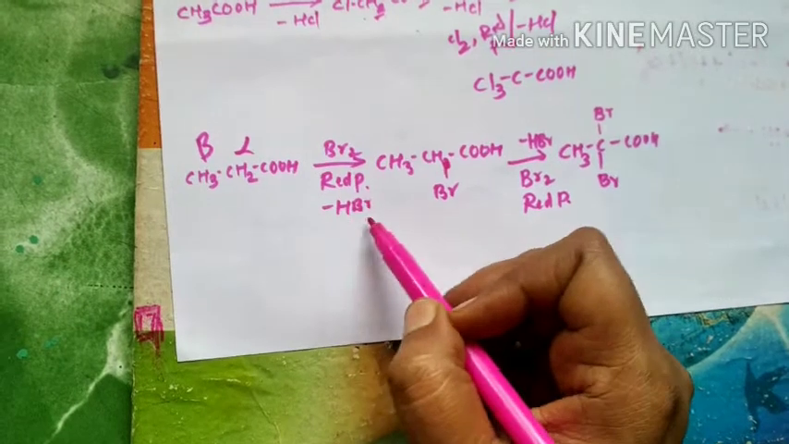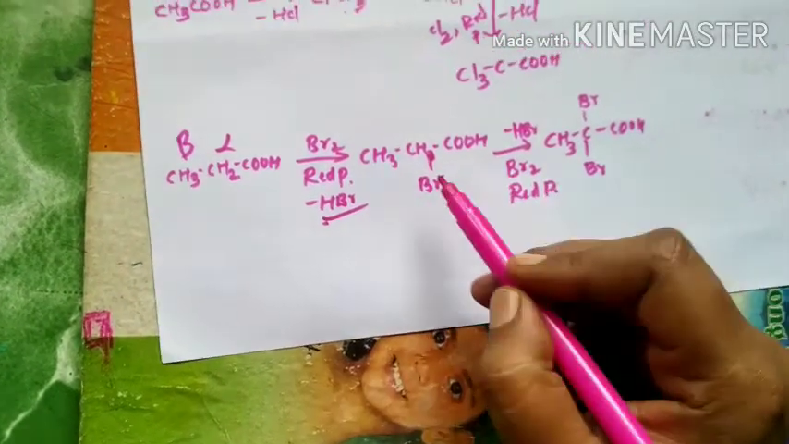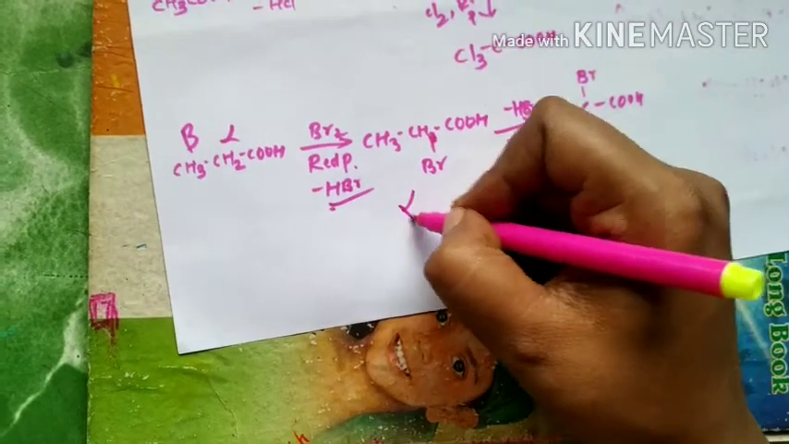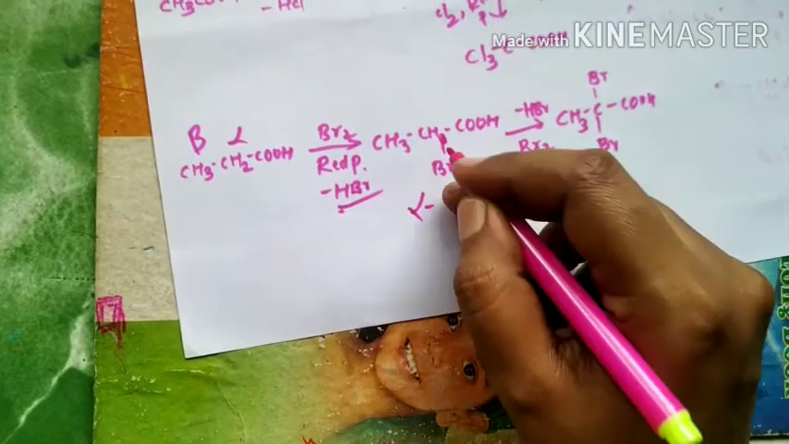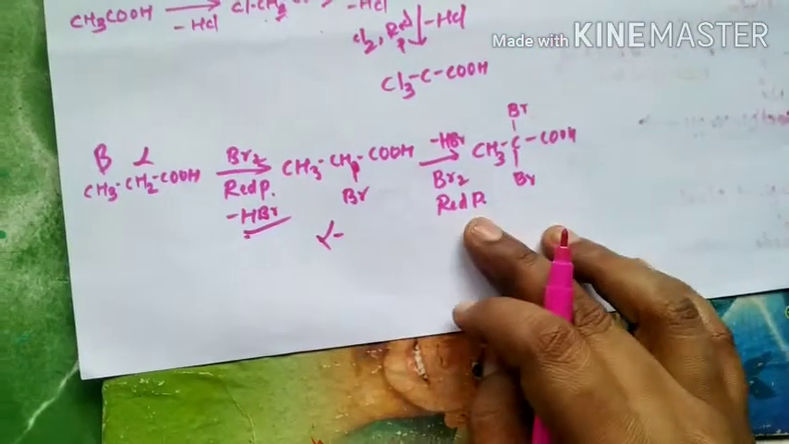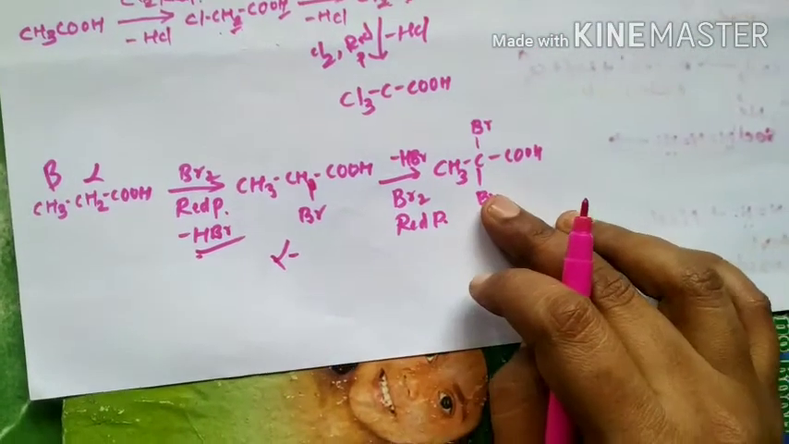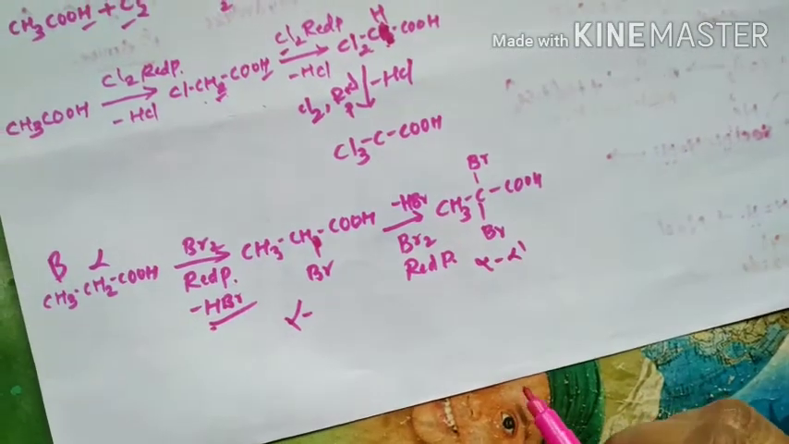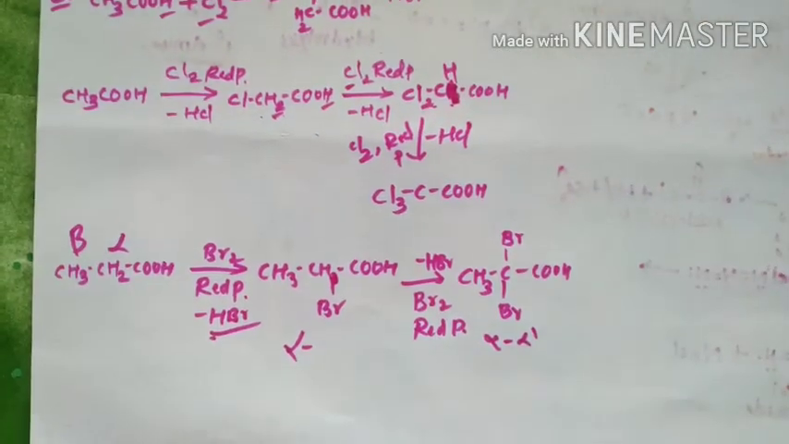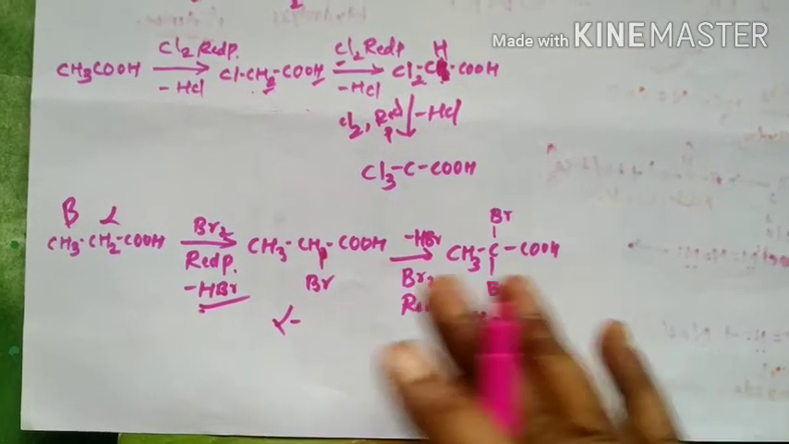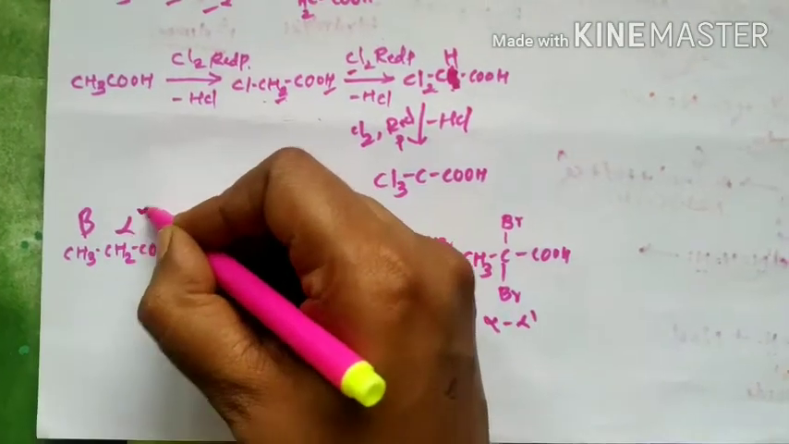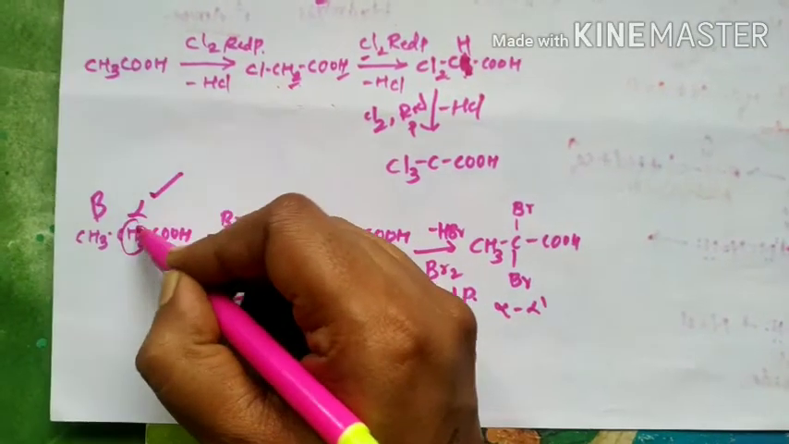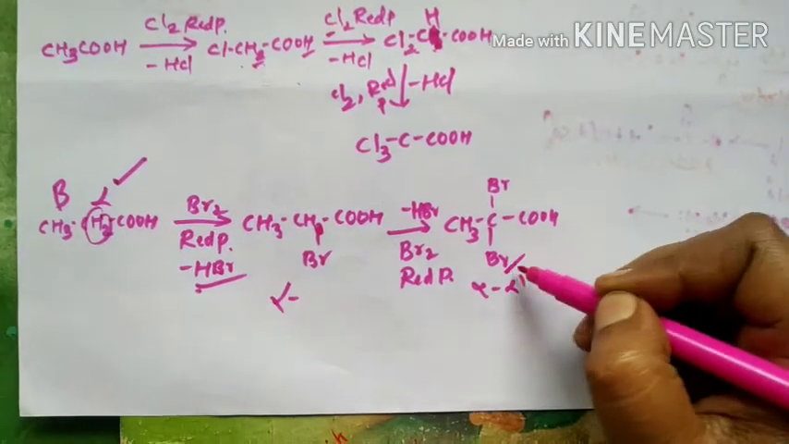instead of HCl, here HBr is removed, and it forms CH3CHBrCOOH, that is alpha bromo propionic acid. Further treated with bromine in the presence of red phosphorus, it forms alpha, alpha dibromopropionic acid. Here, during this bromination at the alpha position, at the end of the reaction, all the alpha hydrogens have been replaced by bromine.